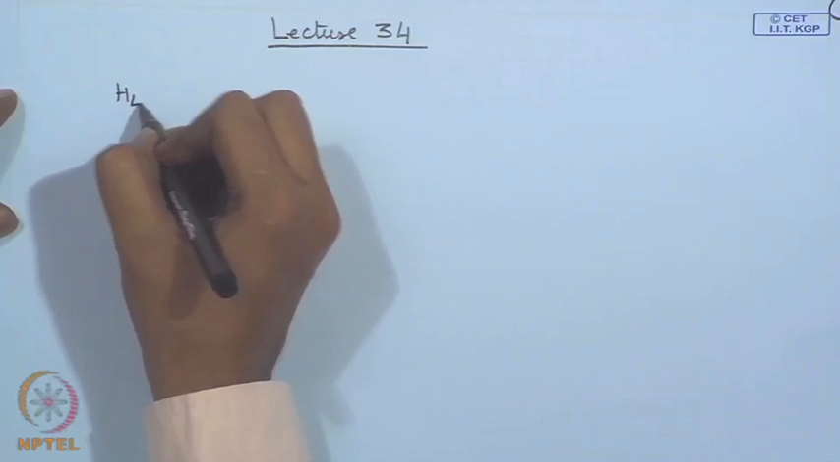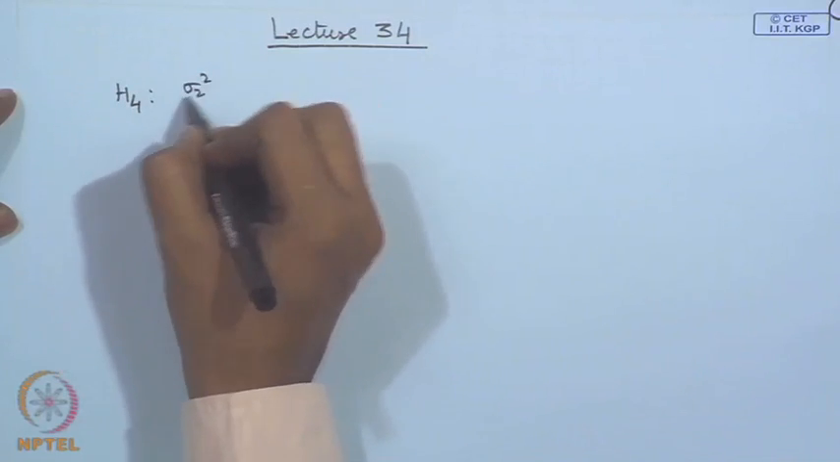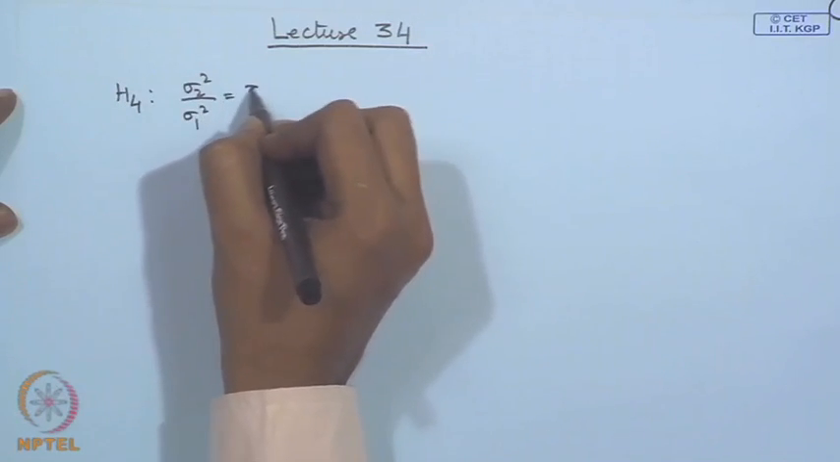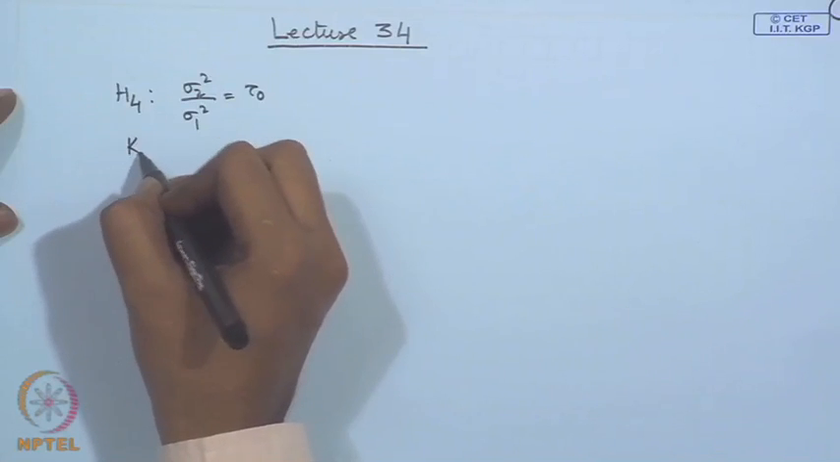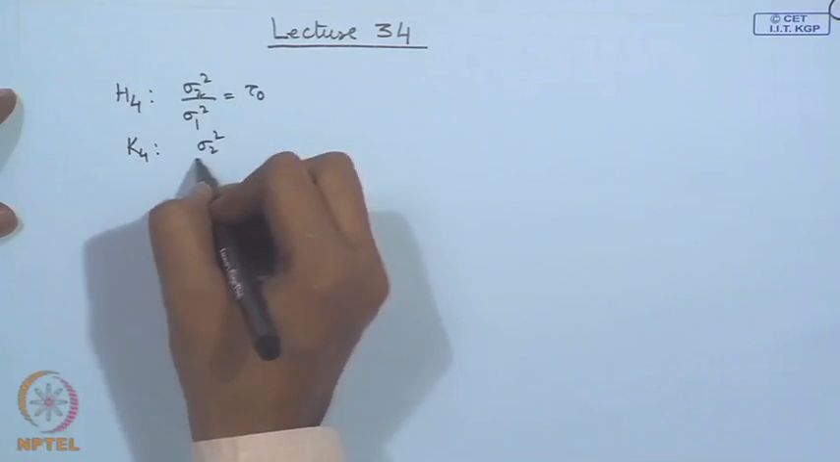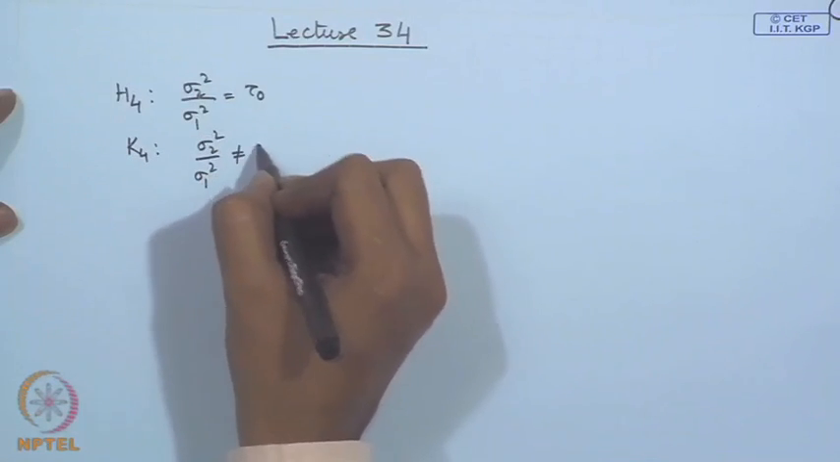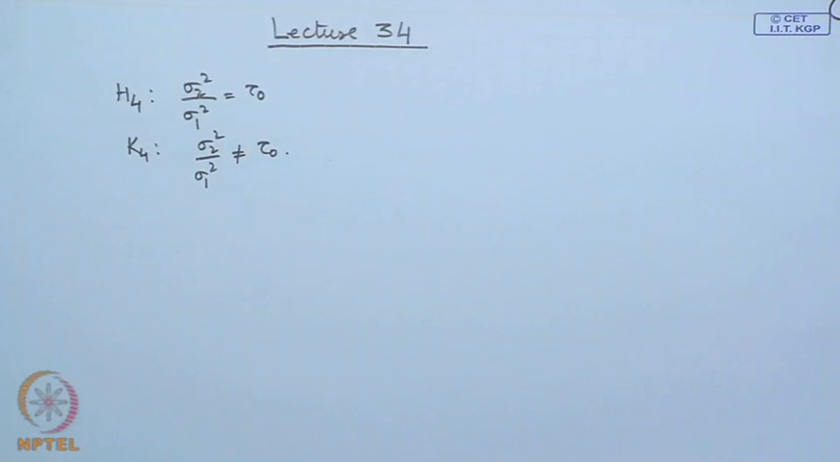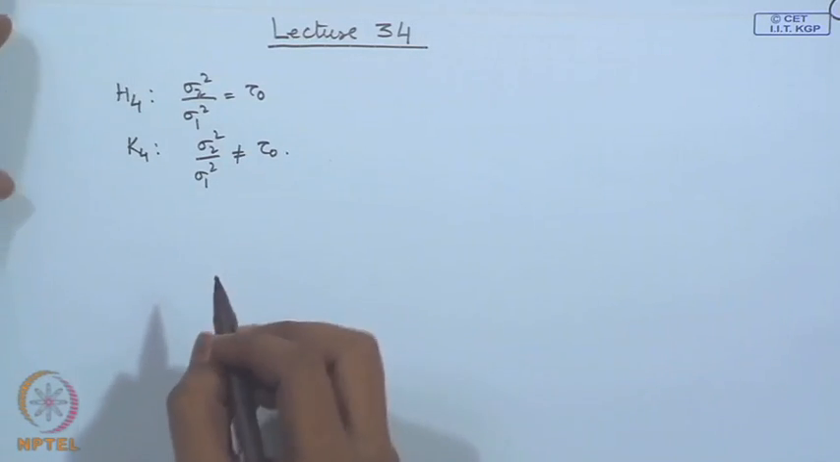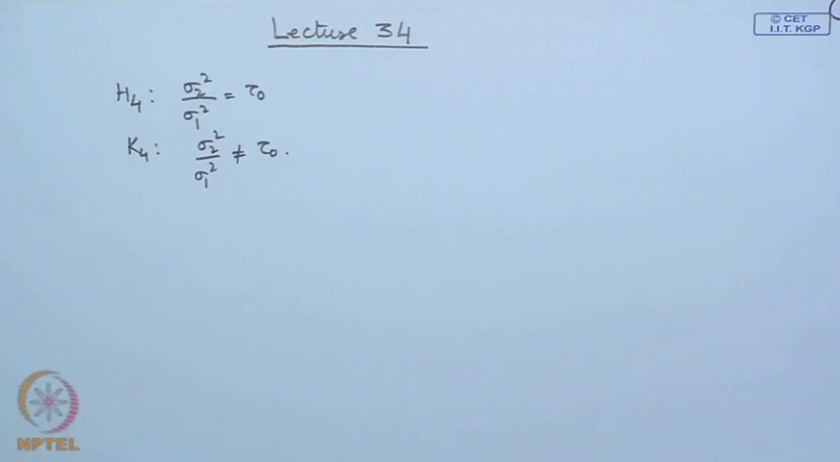Now, we will consider for the same model the hypothesis H 4, that is sigma 2 square by sigma 1 square is equal to tau naught against, say, sigma 2 square by sigma 1 square is not equal to tau naught. Okay, so we need not write the expressions once again.